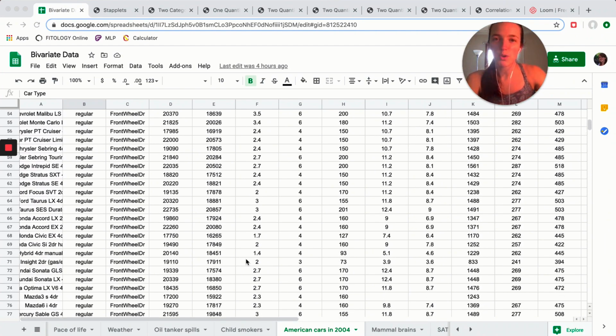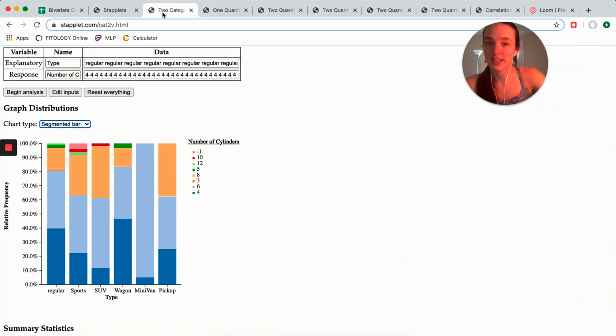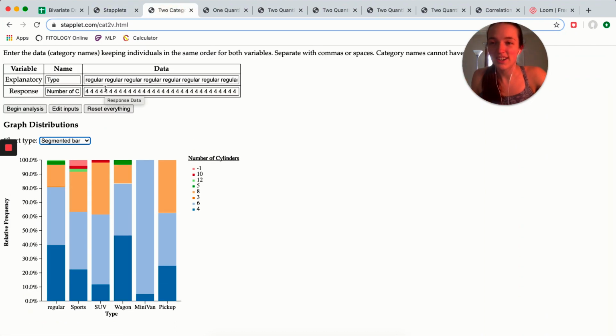Another one that might seem quantitative, but I think could actually be considered categorical is number of cylinders. It's true, it's a number, but there's only so many numbers that you can pick. You're not going to have like 3.5 cylinders. And I will admit I'm not a car expert, but here's what I did. I went to Scatterplot and did two categorical variables. For explanatory, I put in the type of car. I think that would tell you how many cylinders the car is going to have. Maybe I'm wrong, and maybe the number of cylinders tells you the type of car, but sorry, not sorry if I got it wrong. So I put type as my explanatory, number of cylinders as my response.